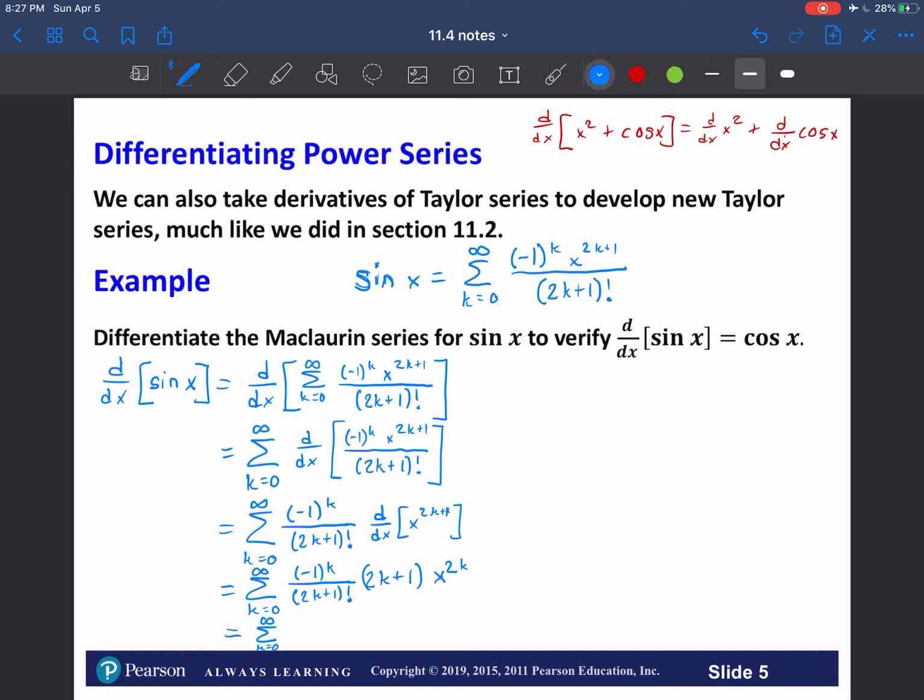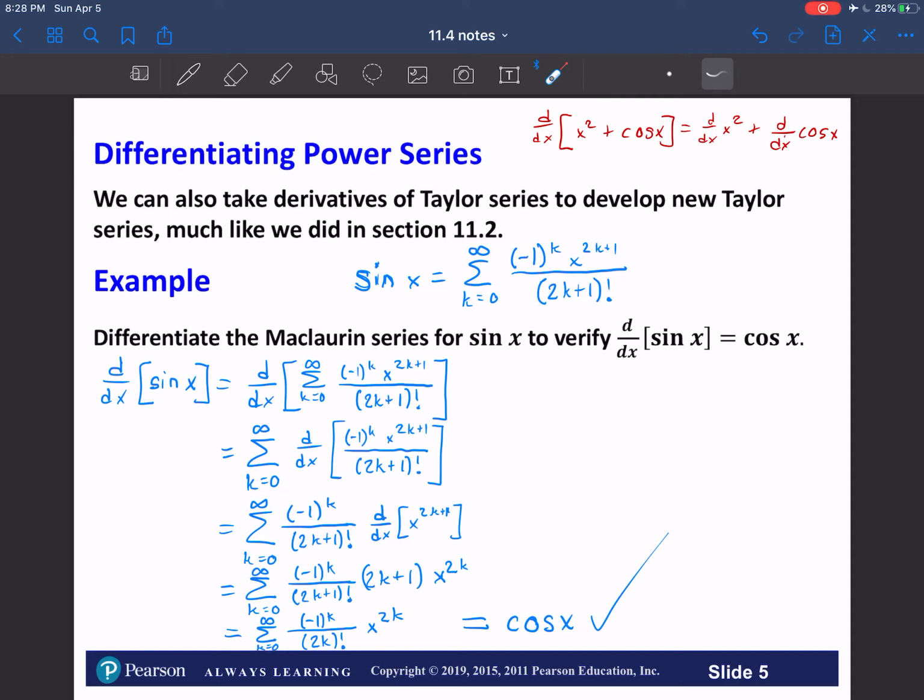And so I can rewrite this as negative 1 to the k over 2k factorial times x to the 2k. And what do you know? This thing is exactly cosine of x. And so this is one way to show that the derivative of sine of x is equal to cosine of x.